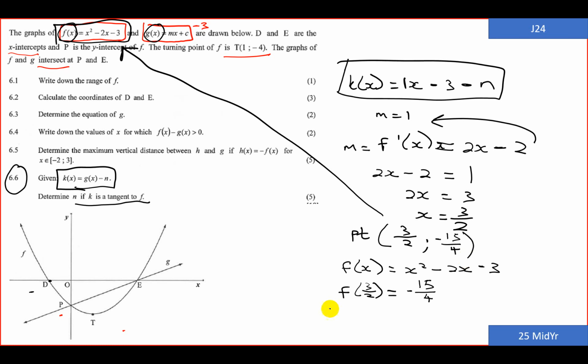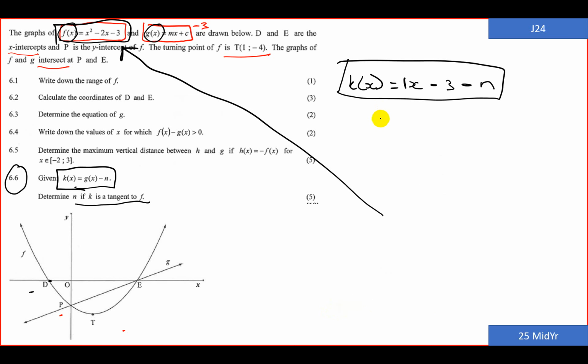So now let's get back to the question. Now the question wants us to find out what is n. Okay, so we have our point of contact, which we can write down. And that point of contact we found out was 3 over 2, negative 15 over 4. Remember now that this is your x, y value.